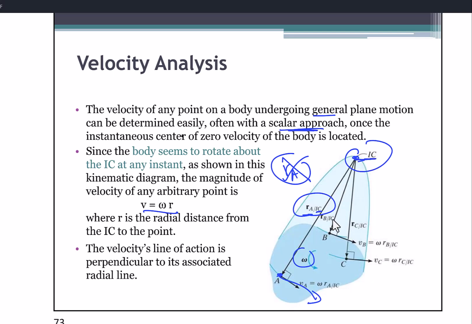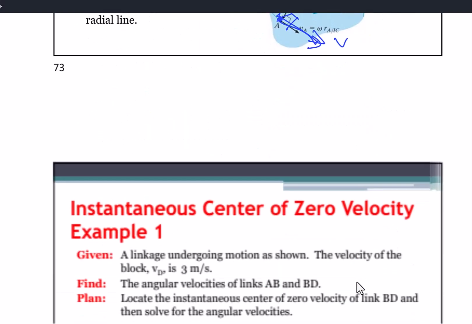So this is RA/IC, relative to IC. Same as this, this thing is RB relative to the instantaneous center. So where r is the radial distance from the IC to the point going this way, and this is going this way, and this is going this way, the direction meaning positive. The velocity line of action is perpendicular to this associated radial line. So this radial line is perpendicular, this guy is perpendicular to the velocity, and so on.